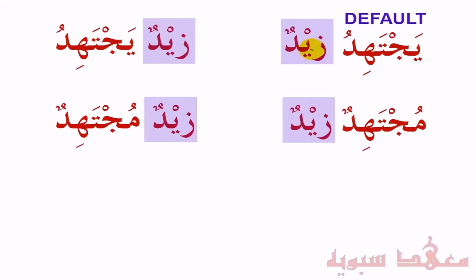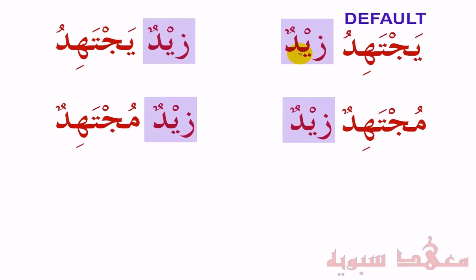Now in the next sentence, Zaydun yajtahidu. What's happening here is we're bringing the fa'il in front of the verb, which is known as التقديم المسند إليه على المسند. So the bringing forth of the musnad ilayhi in front of the musnad. And when you do this, this converts to a nominal sentence. So in other words, this is the mubtada and this is the khabar, while in this case, we have the fi'il and the fa'il.